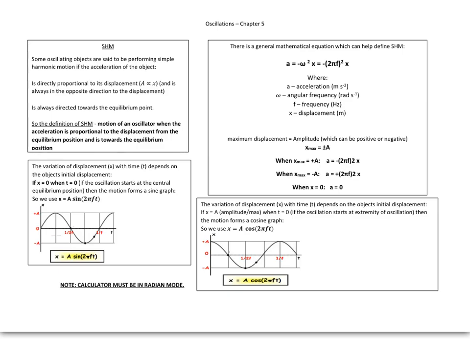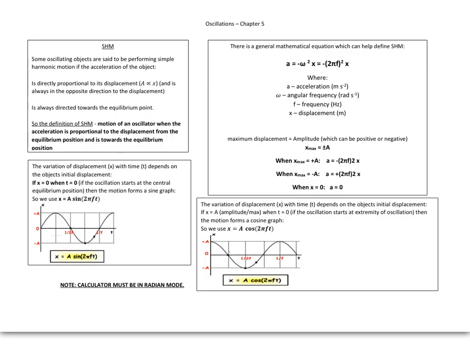SHM. Some oscillating objects are said to be performing simple harmonic motion, where in SHM the acceleration of the object is directly proportional to its displacement and is always directed towards the equilibrium position. So the definition of SHM overall is the motion of an oscillator when the acceleration is proportional to the displacement from the equilibrium position and is towards the equilibrium position.